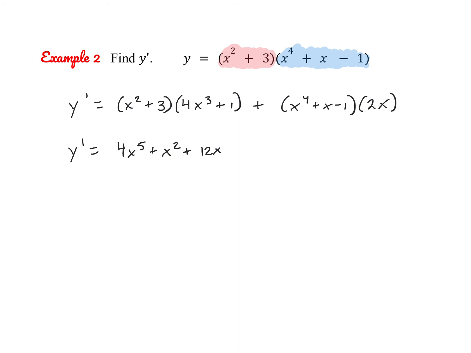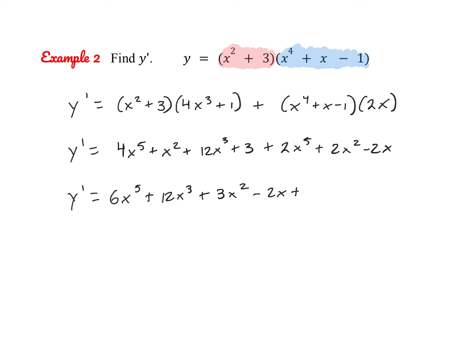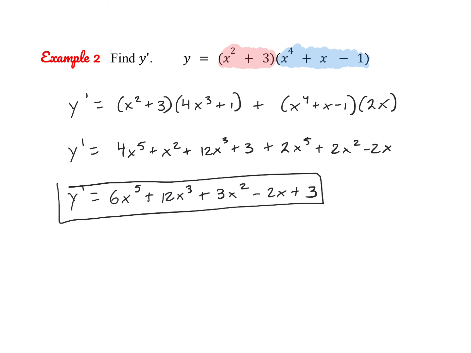Oops. 12x cubed plus 3. And then here we have plus 2x to the 5th plus 2x squared minus 2x. And then we'll just combine like terms. So here we have 6x to the 5th plus 12x cubed plus 3x squared minus 2x plus 3. And that is our derivative.